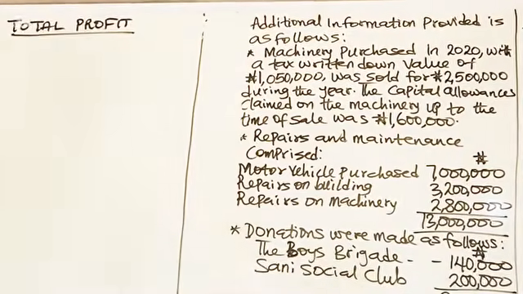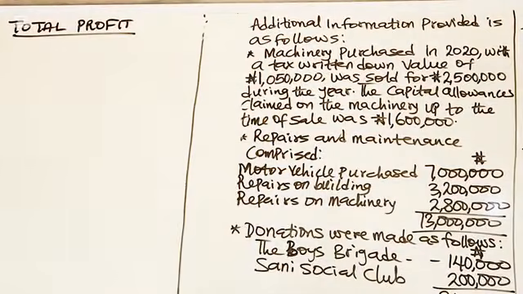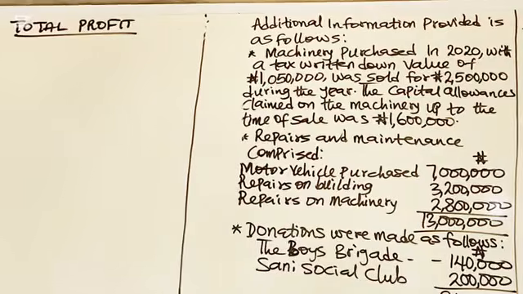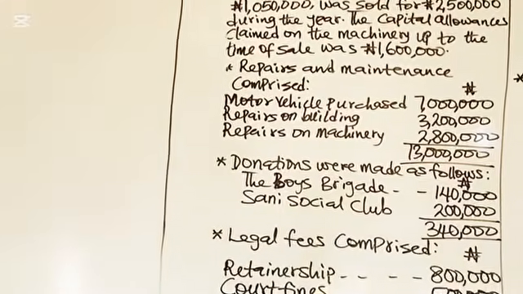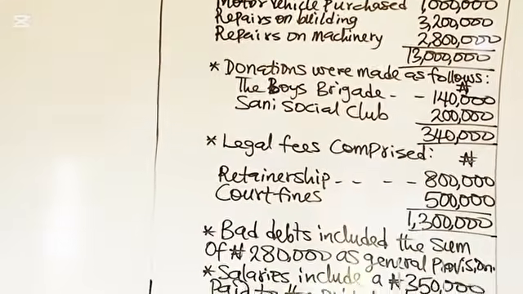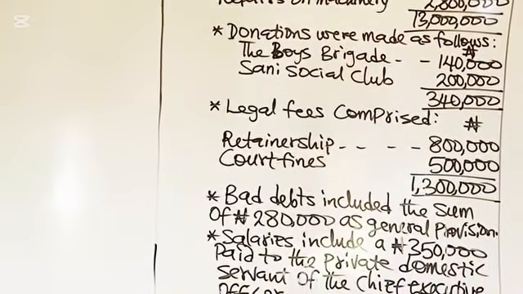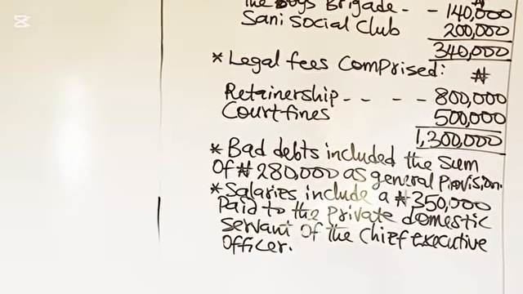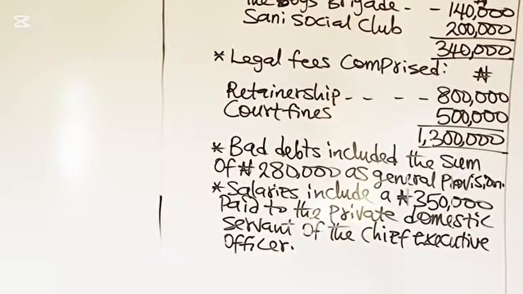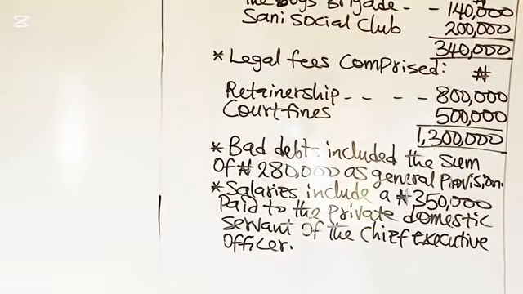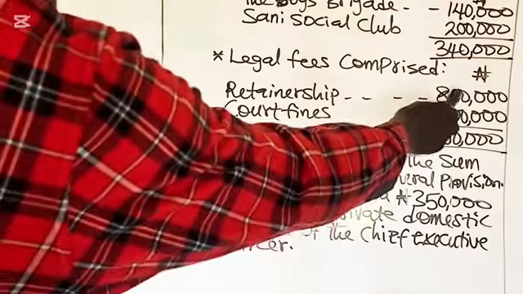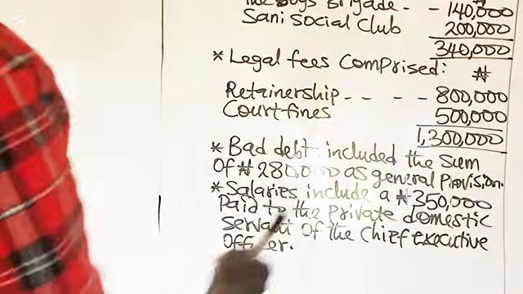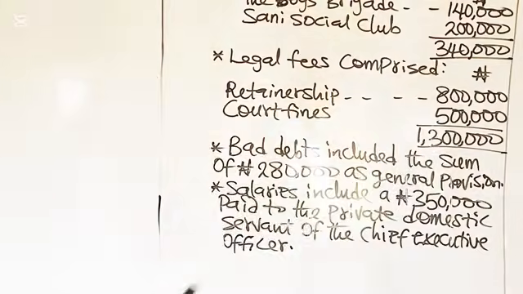Donations were made as follows. The Boy Brigade of 140,000 naira. Then we have Sani Social Club of 200,000 naira. Then total is 340,000 naira. Then we have legal fees comprise retainership of 800,000 naira, court fines of 500,000 naira, total 1.3 million naira.